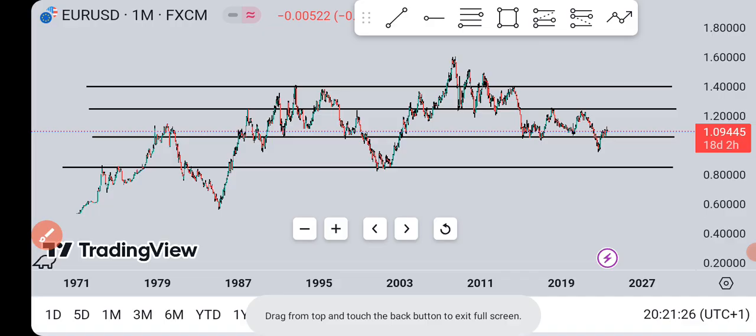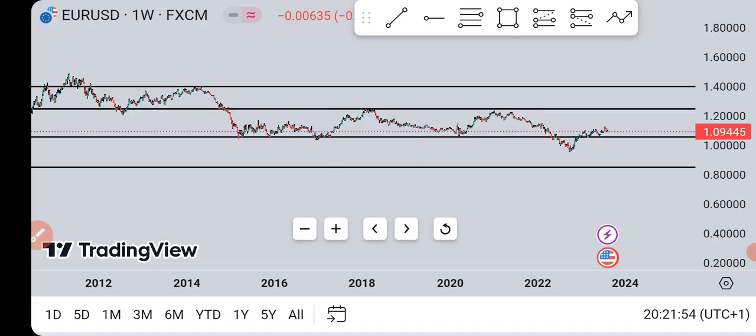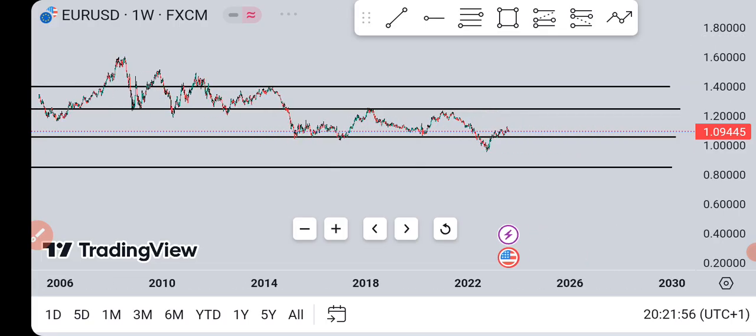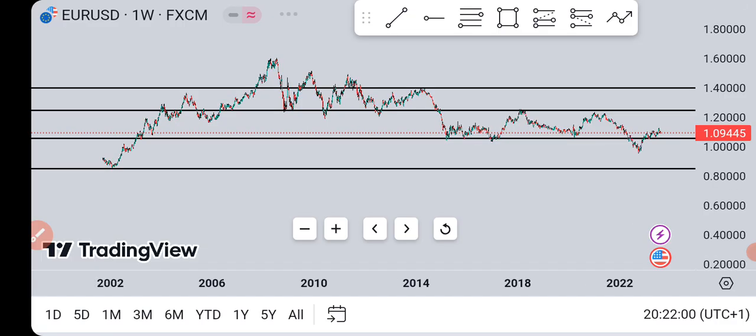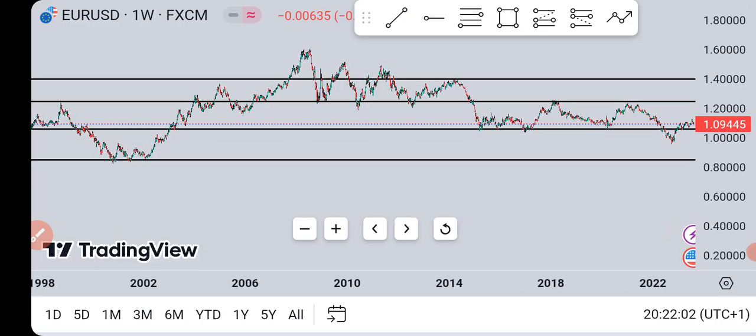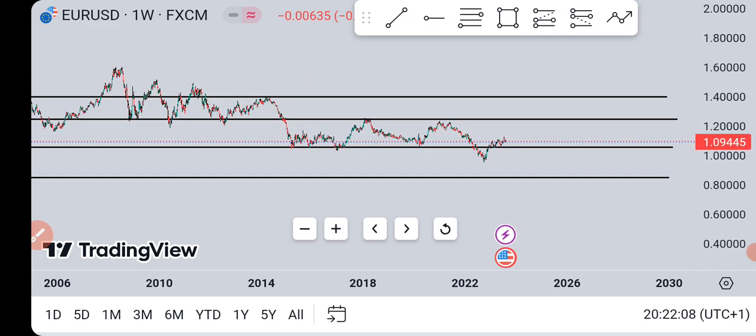So what I will do now is I will go to my weekly time frame and identify the weekly structures. So let me go to my weekly time frame. So guys, this is my weekly time frame. Now on the weekly time frame, you can see how the monthly structures are very neat and accurate on the weekly. They are very fantastic zones on the weekly time frame.